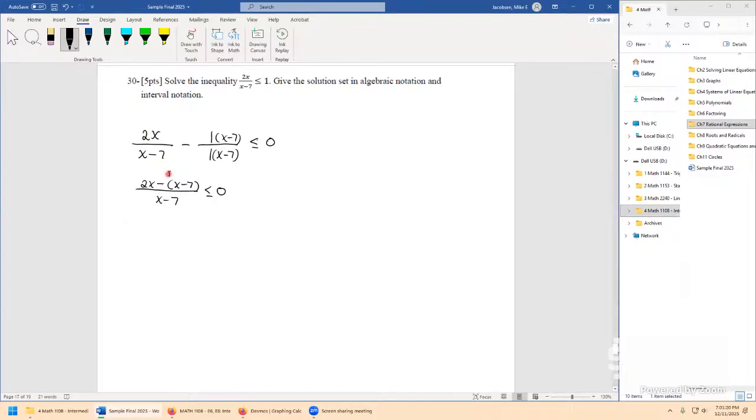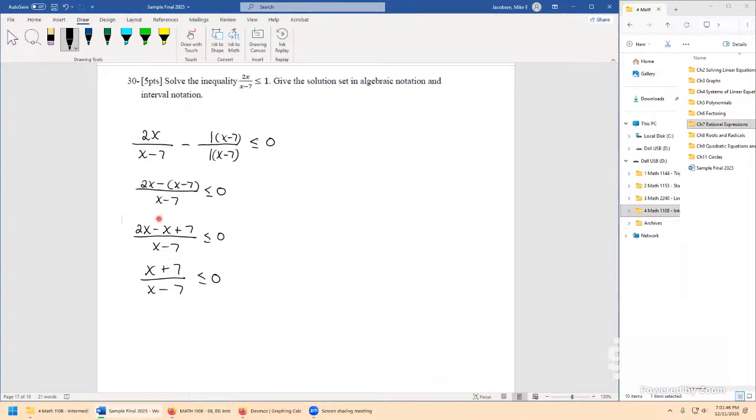So this is our next opportunity to do a little bit of fraction arithmetic. Distribute the negative inside, and we get 2x minus x plus 7 over x minus 7 is less than or equal to 0. So finally, combining the like terms, we have x plus 7 over x minus 7 is less than or equal to 0.